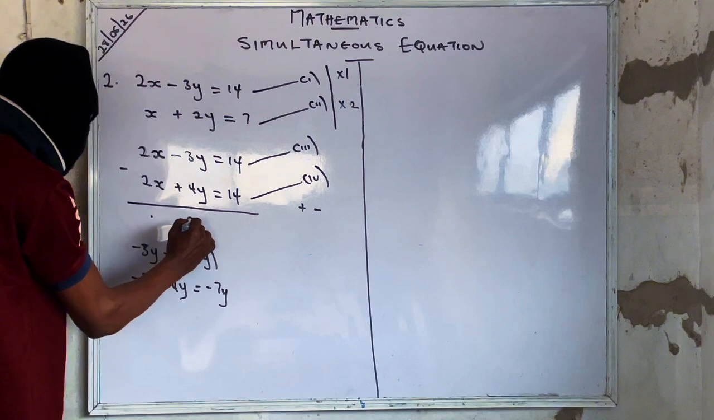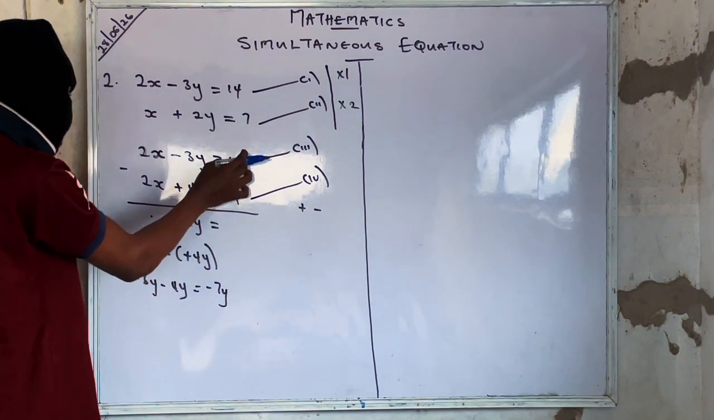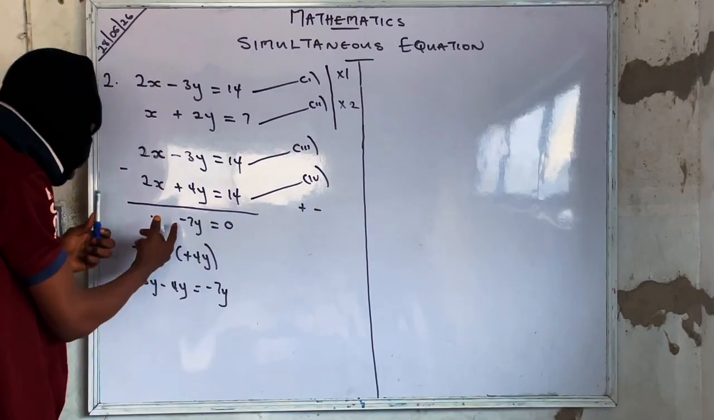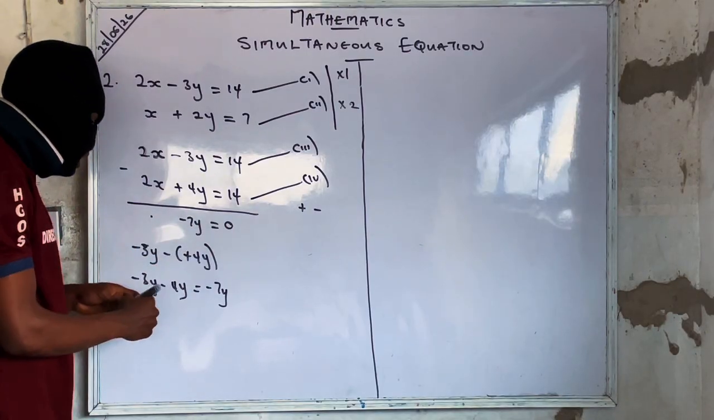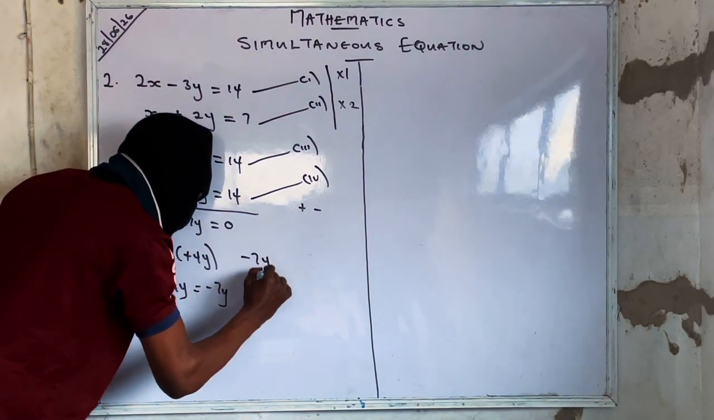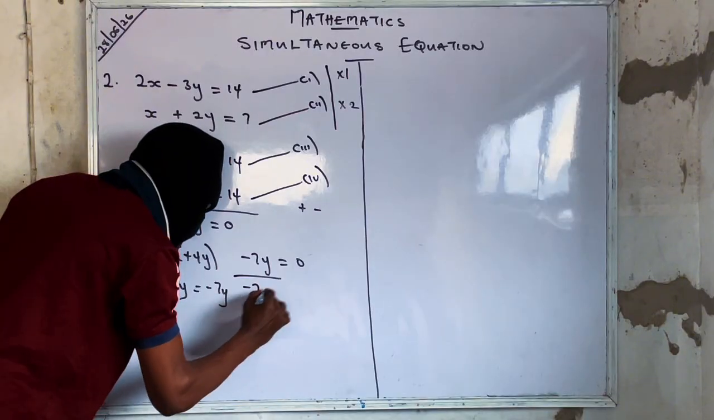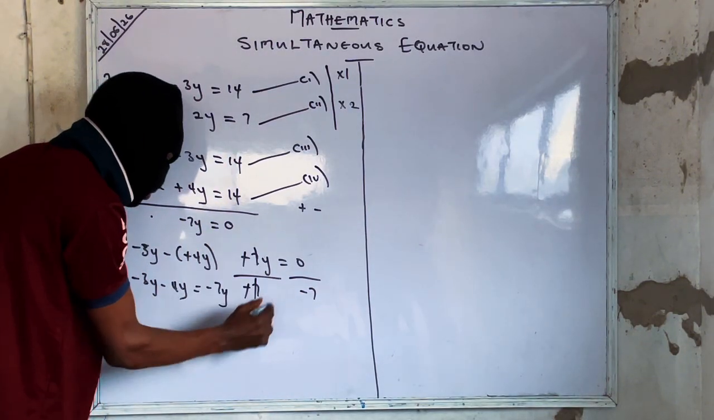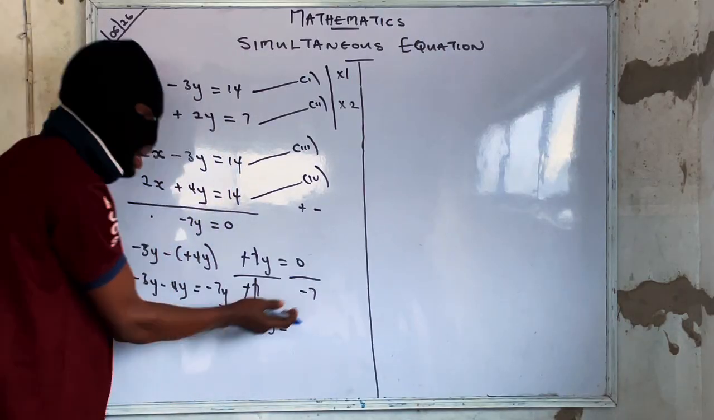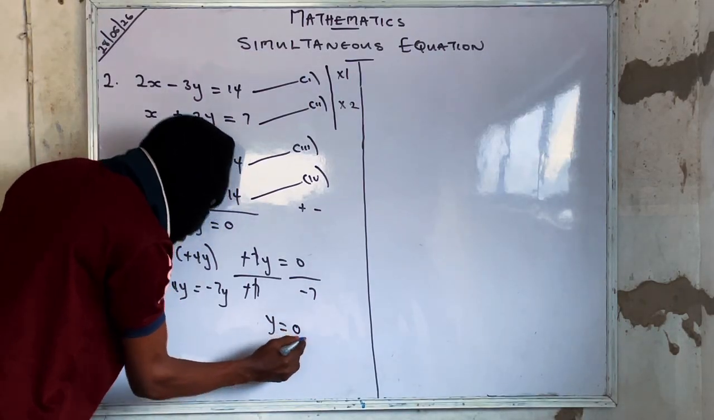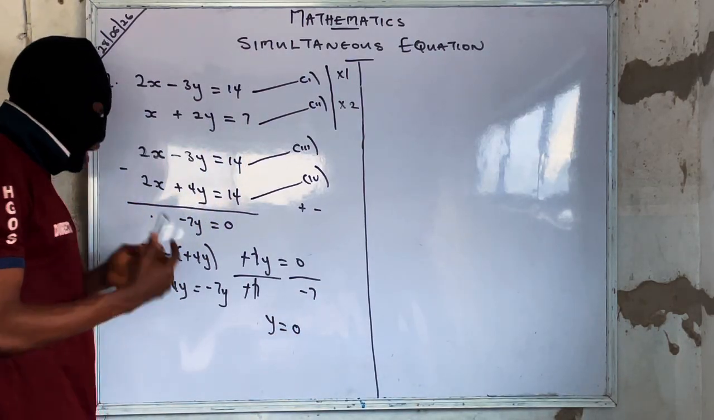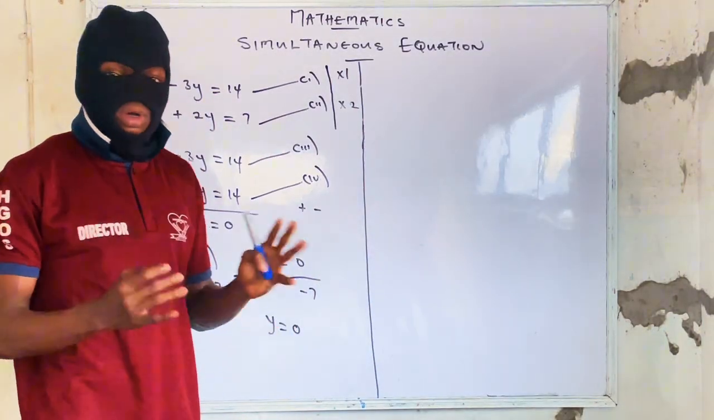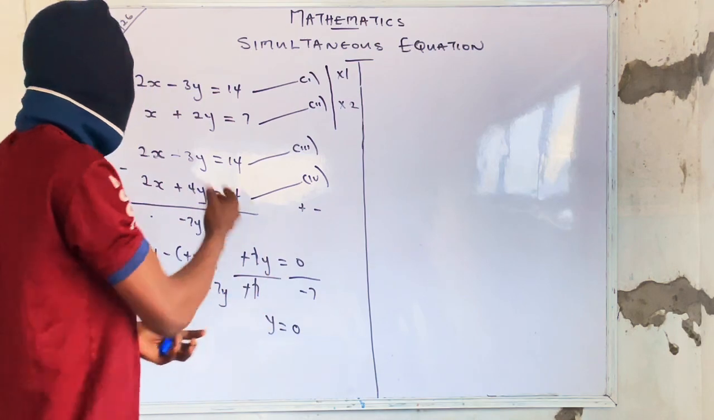So this is minus 7y equals to, now 14 minus 14 will give us 0. Now we have minus 7y equals to 0. So now minus 7y equals to 0 over minus 7 over minus 7. This minus cancels minus, 7 cancels 7. So y is equal to 0 divided by minus 7, which gives us 0. Now, when we eliminate x to get the value of y, the value of y is 0.